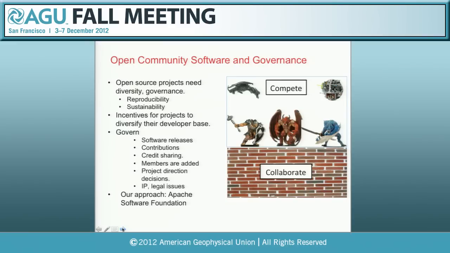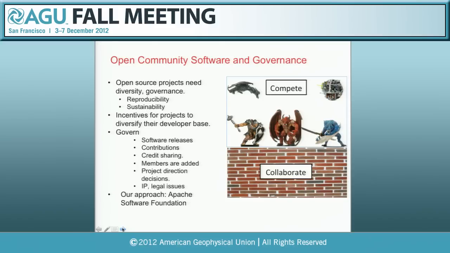I think that's the path to sustainability. If you're going to do that, then you're going to have to figure out how to give incentives for people to participate in your project. And if you're going to manage such a thing, you're going to have to know how to govern it. You can figure this out by yourself by trial and error. We chose to join the Apache Software Foundation. We thought it was appropriate for our project.